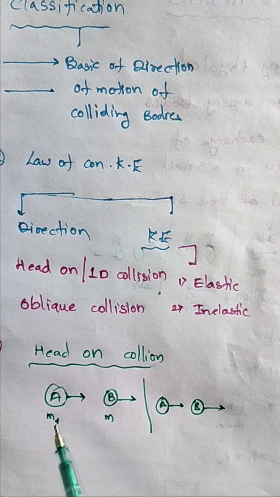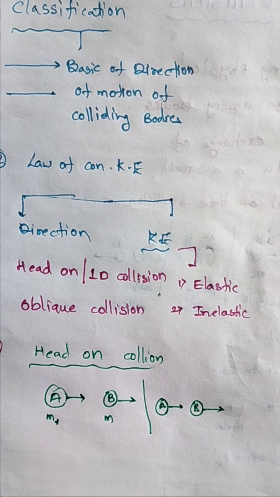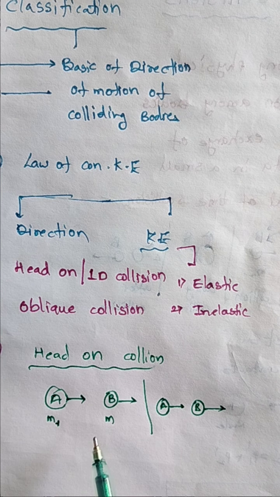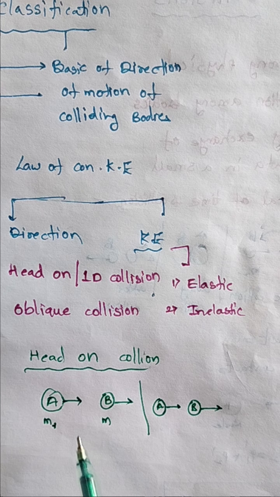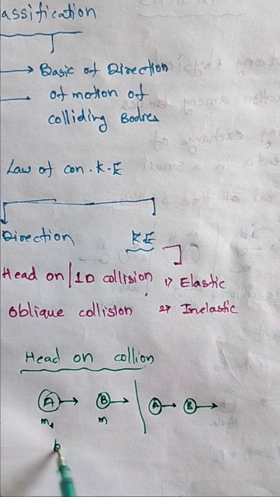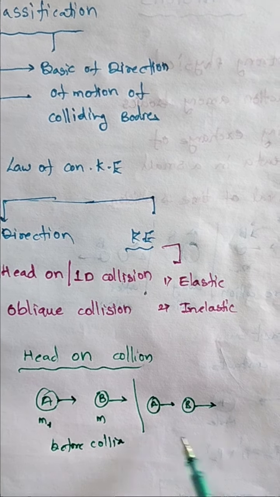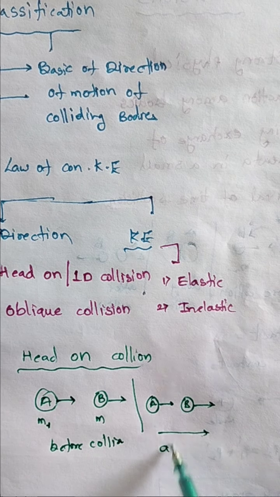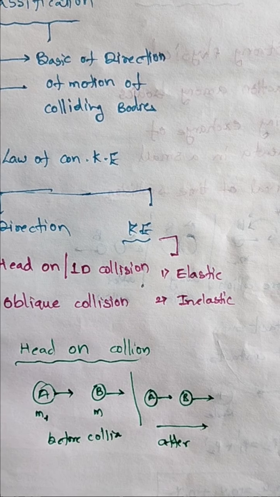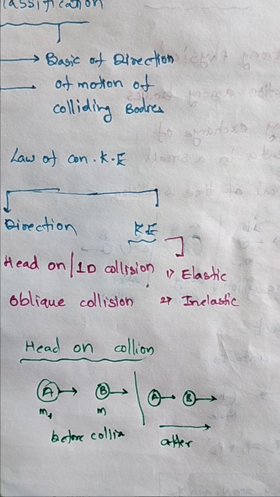So what is the head-on collision? I am taking two particles, A and B, both having some masses, colliding with each other. This is before collision. After collision, what happened? They move in the same direction, along the same straight line. This collision is called head-on collision.